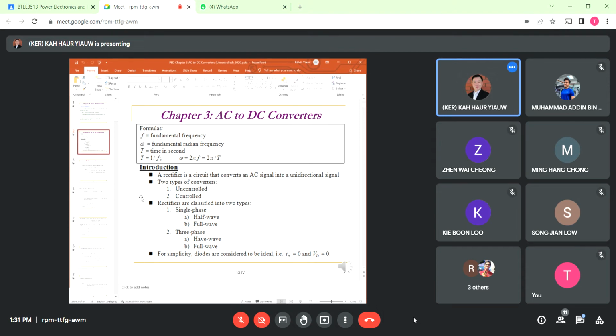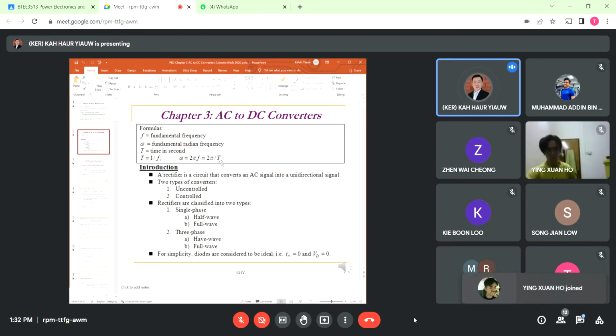Omega is the frequency in radians. So if I have the frequency F, my omega will be 2 pi F. So we multiply 2 pi by the frequency. That will give you this frequency in radians. Then T normally is the period. Normally we have the T measured in seconds. So the T is actually the reciprocal of the frequency F. So this is the relationship between these few units.